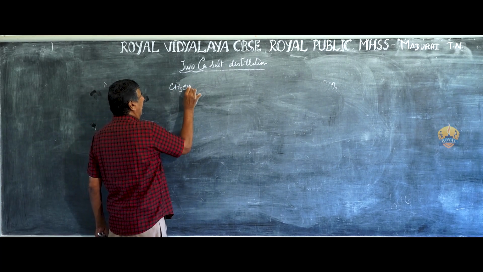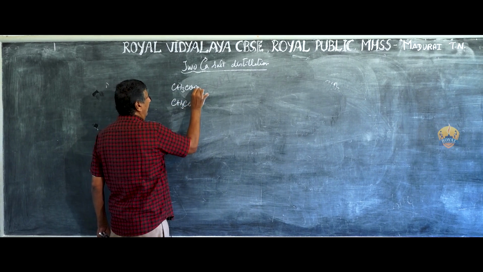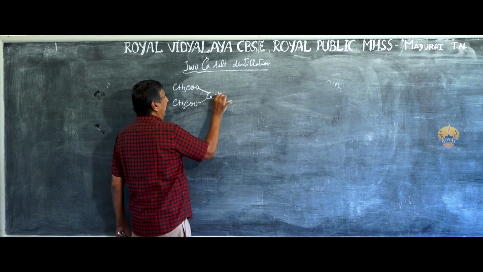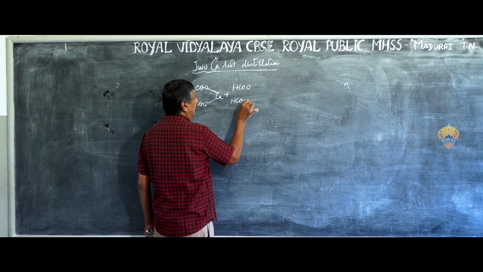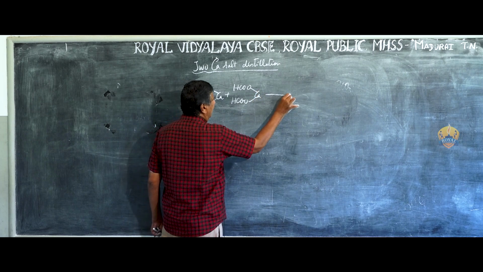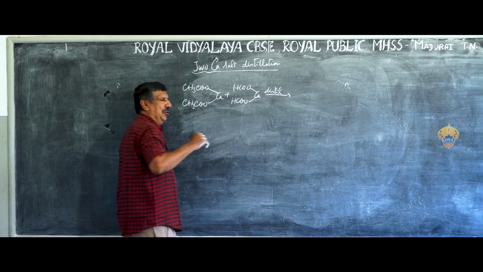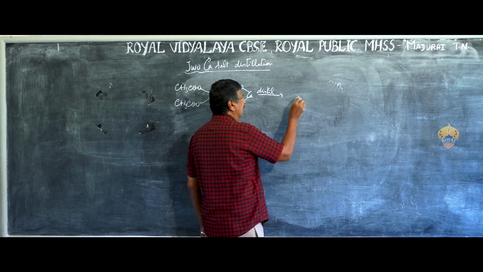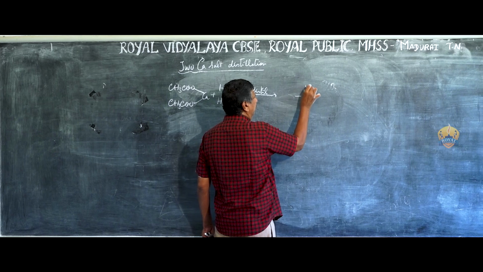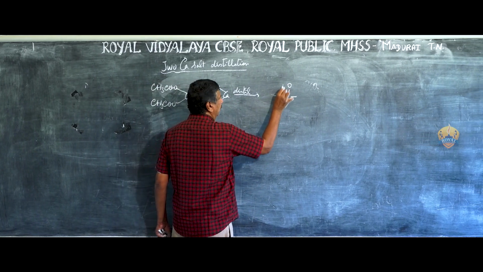Calcium acetate with calcium formate. Like this, they'll ask 2 salt. What should we do? How to calculate? Very simple. You first write CHO.